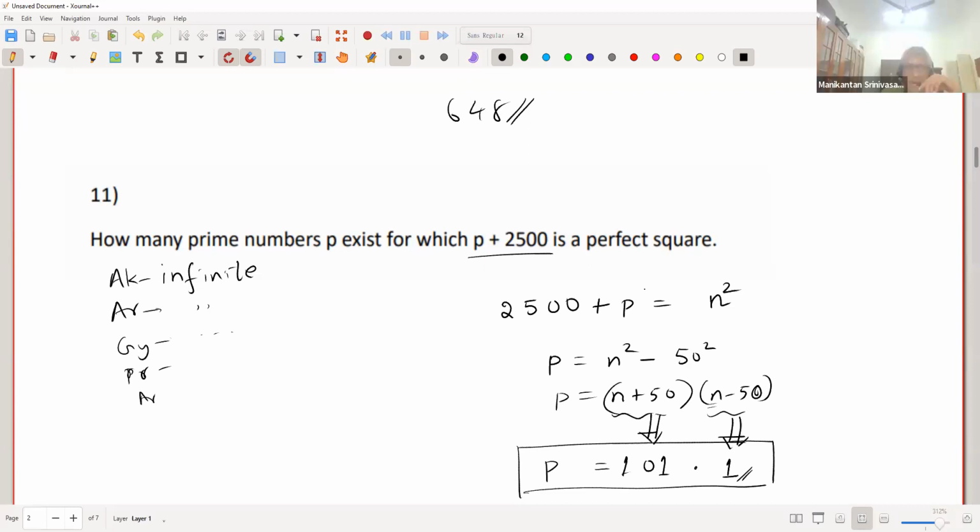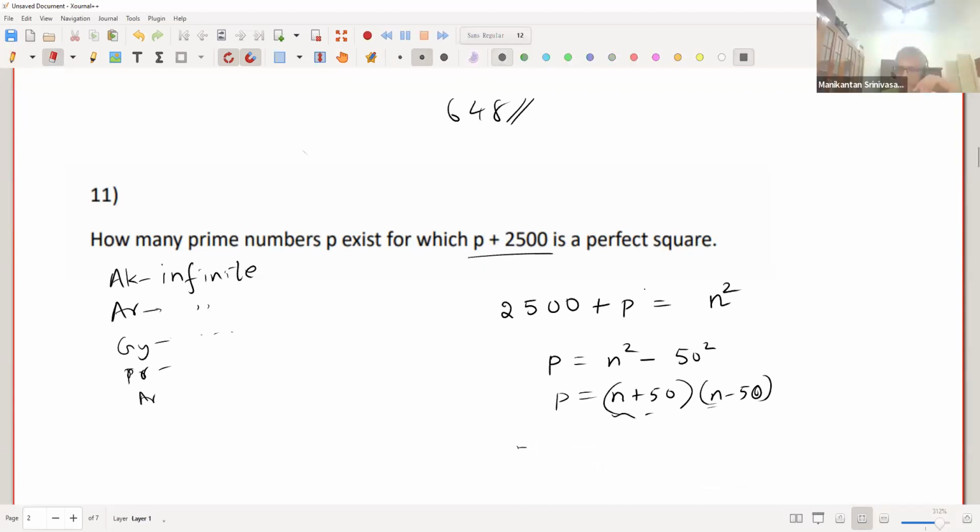Okay, so I'll repeat one more time for everyone. Okay, so till here looks like everyone is clear, right? N plus 50 times n minus 50. Precious, you're clear till here? Yes. Okay. So these are two numbers which are separated by a difference of 100, but that doesn't matter. They're two numbers. Now let's say this is the smaller number a, which is n minus 50. This is the bigger number b.